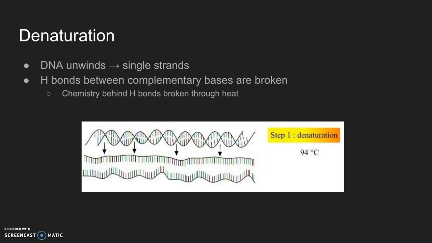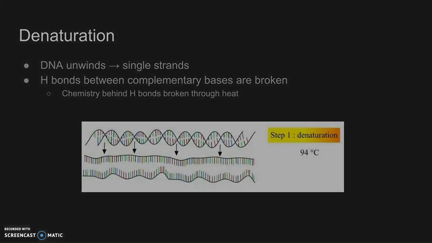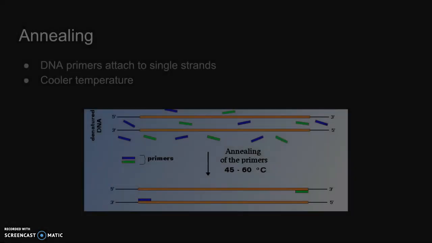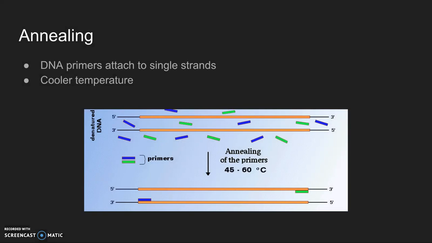Now we have the second step of PCR, which is annealing. After denaturation, we are left with 2 single strands of DNA. They are complementary to each other, and they run in opposite directions. Annealing is when the DNA primers attach to the single strand of DNA. Annealing occurs at a lower temperature, from 45 to 60 degrees Celsius. The lower temperature is necessary for the DNA primers to attach via hydrogen bonding.